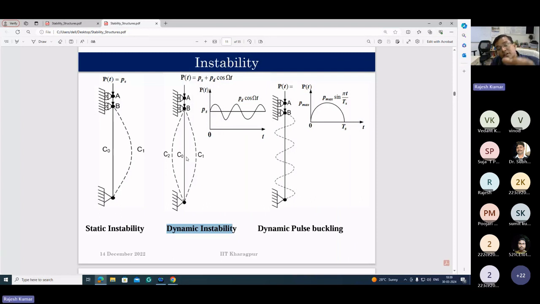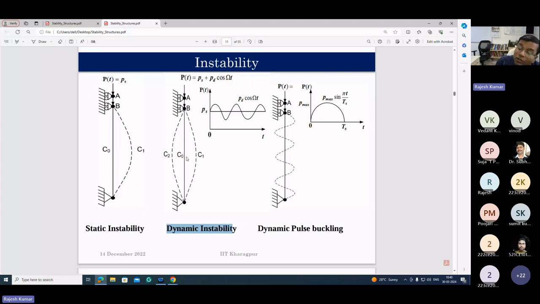At that time your load completes two cycles. So when the loading frequency is twice your structural frequency in the transverse direction, what will happen? Your dynamic instability will take place. Dynamic instability means large deformations will take place. Not only under static loads, your structural members may collapse due to dynamic load also.